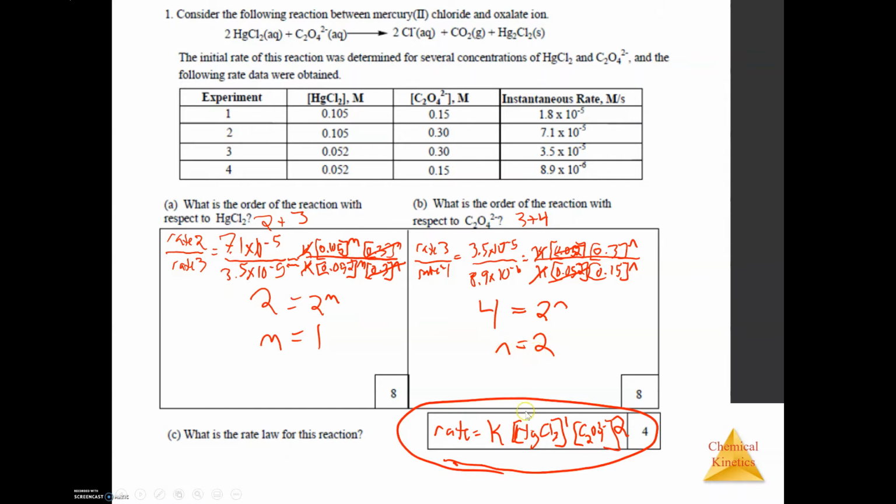So the overall rate law for this reaction is found to be rate is equal to K times HgCl2 to the first power times C2O4 2 minus to the second power. So the overall order of this reaction would be 1 plus 2 equals 3. So this is a third order reaction in relation to the 2 reactants above. And that's based off of the order of reactants that we've calculated here.